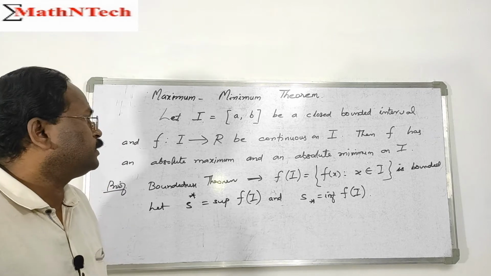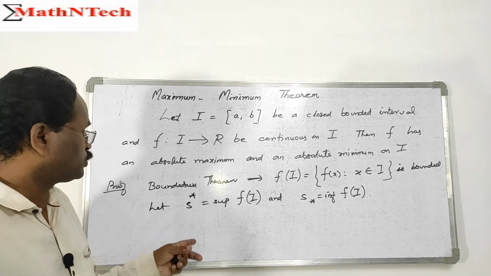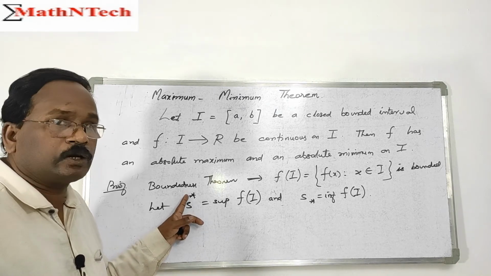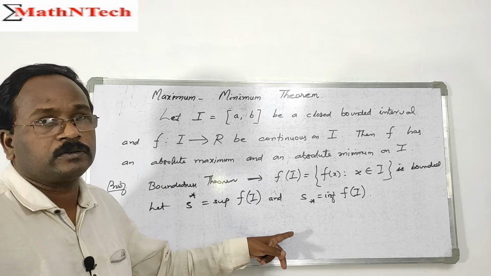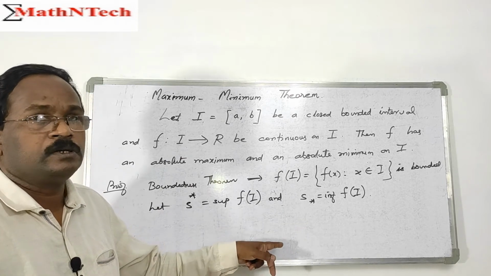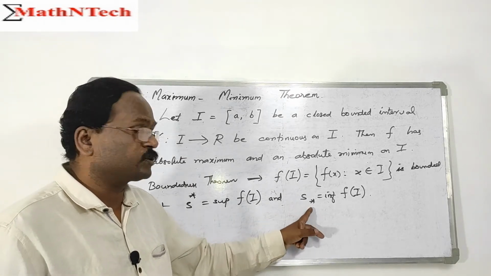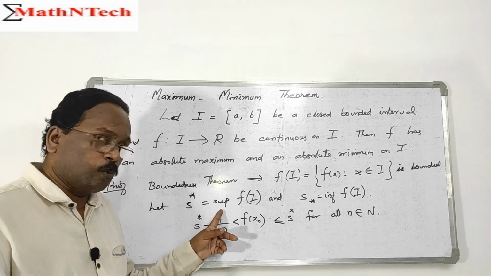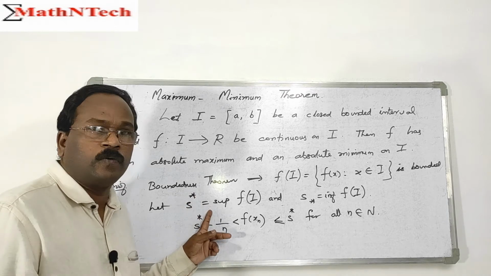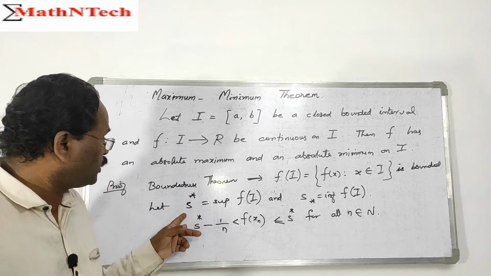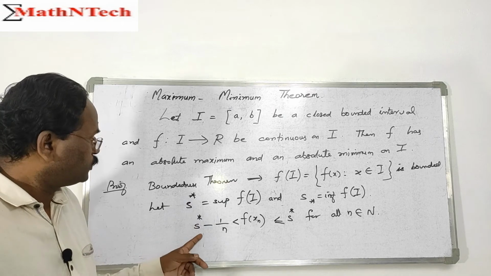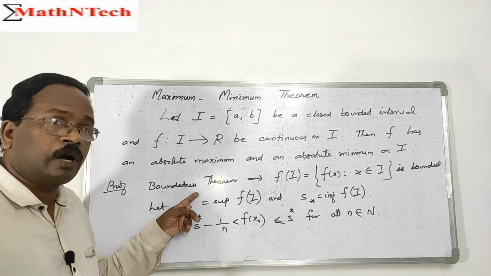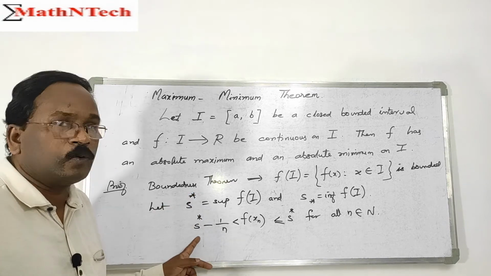Now we show that we can find an element x star with f at x star equal to S star, and another x star subscript with f at x star subscript equal to S star subscript. So note the definition of supremum. S star is the supremum means it is the least upper bound. So no number less than S star is an upper bound. So S star minus 1 by n is a number less than S star, so it is not an upper bound.